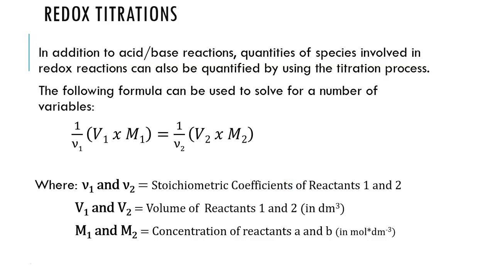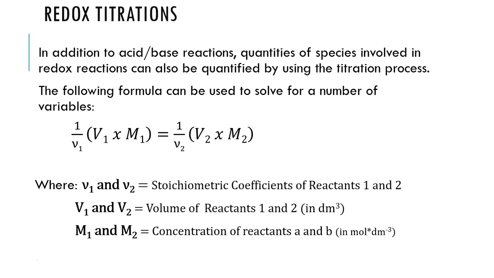Okay, redox titrations. So in addition to acid and base reactions, we can also quantify the species involved in redox reactions. Now the formula to do a redox titration is very similar to the acid-base titration, only in this example we multiply each factor by the inverse of the stoichiometric coefficient for the species involved in that factor.